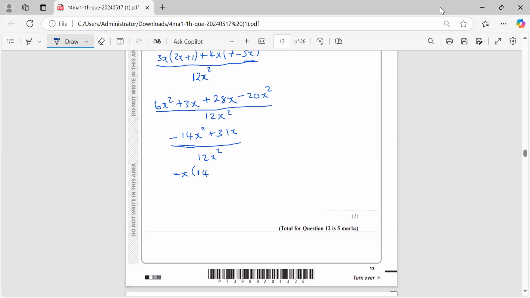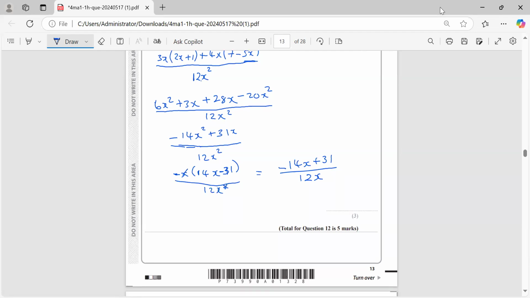14x minus 31 all over 12x squared. So this x is going to cancel out an x over here, right? So my final answer is going to be minus, this minus multiplies everything inside this bracket. So it's going to be minus 40, right? X plus 31 all over 12x. So this is your answer, all right?